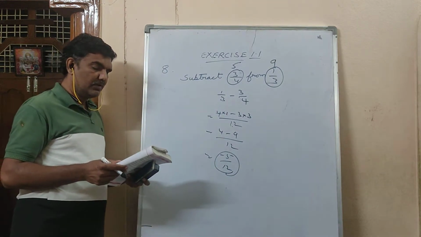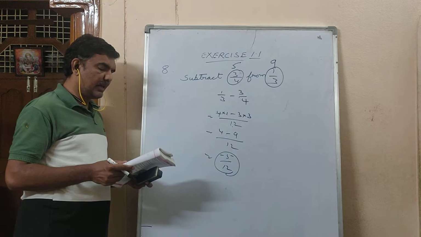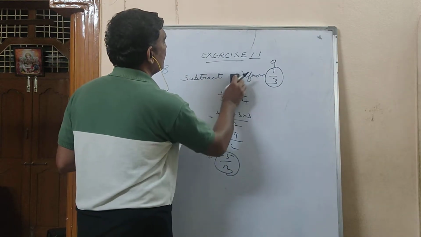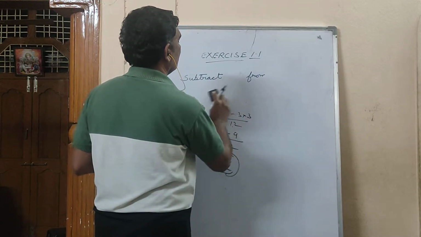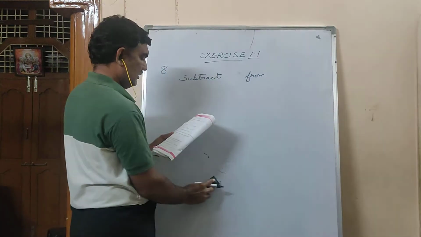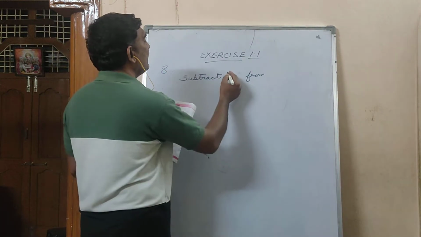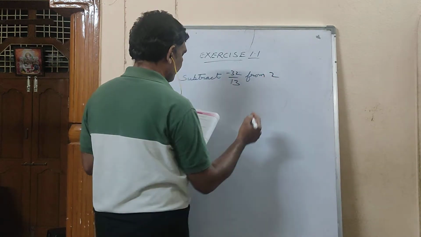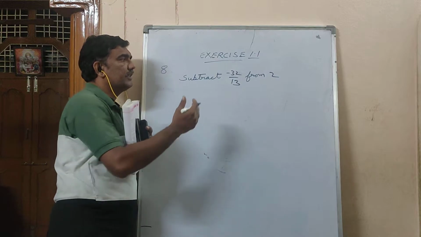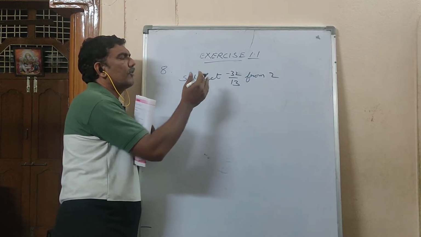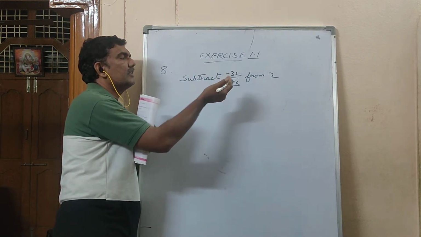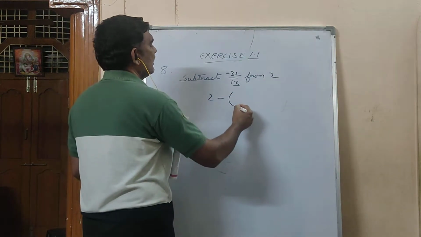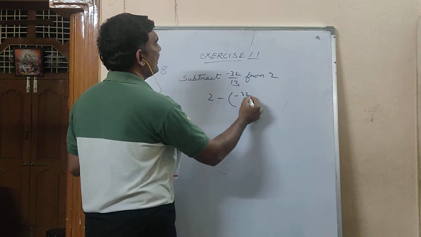Now the remaining question: subtract minus 32 by 13 from 2. See, same question, what comes after "from" comes first. 2 minus, and this is minus 32 by 13.